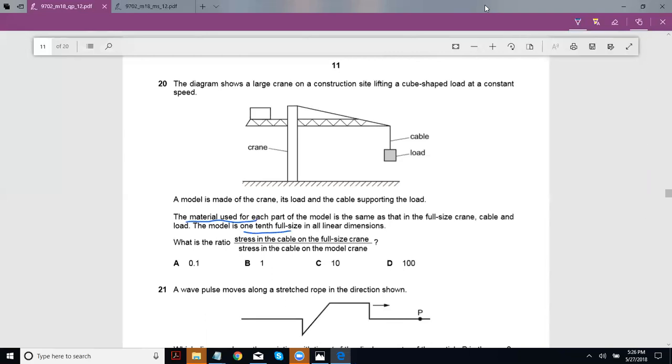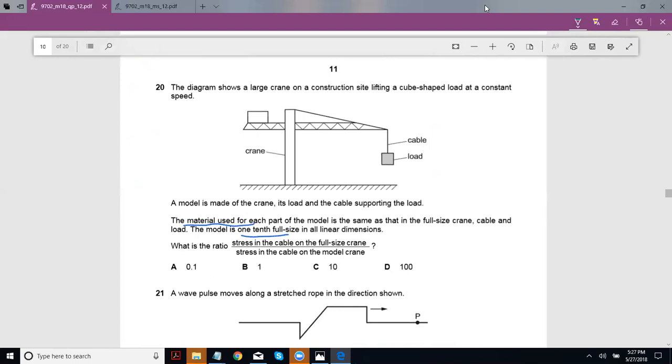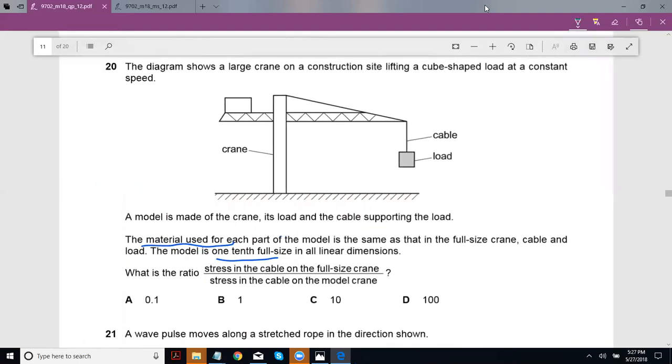Okay. So what do you think? You have to account for the volume of the load, the area of the cable, and the length of the wire. I guess that's it.